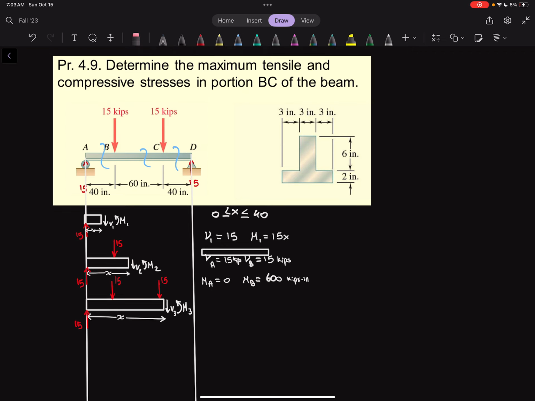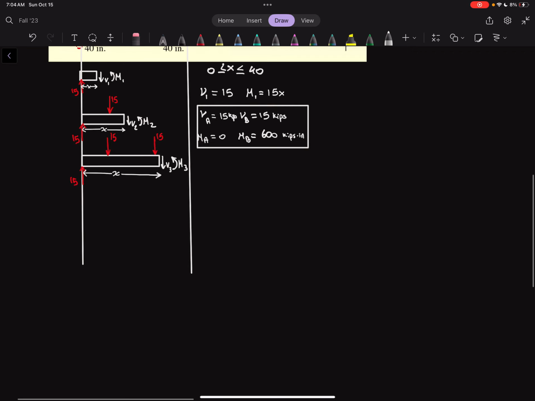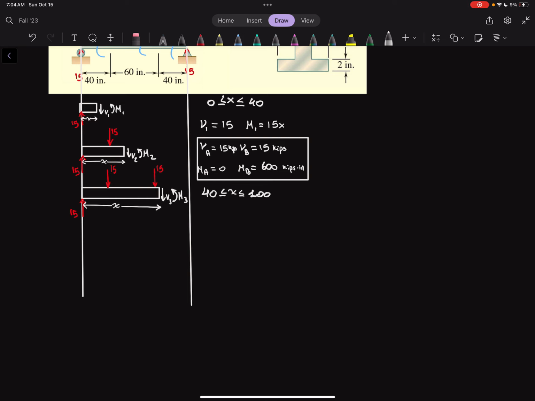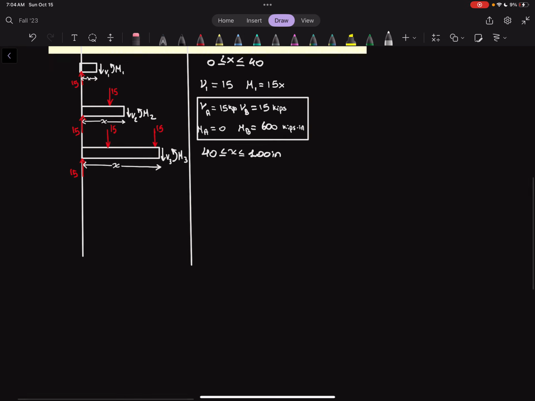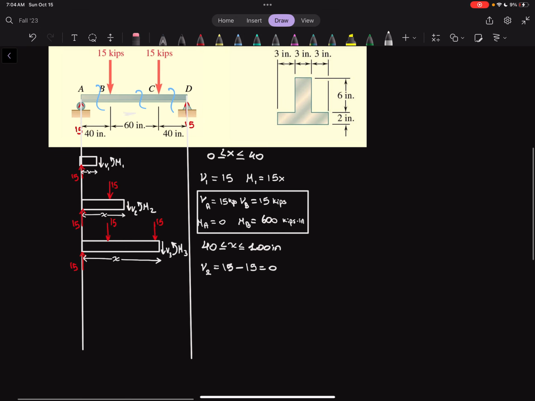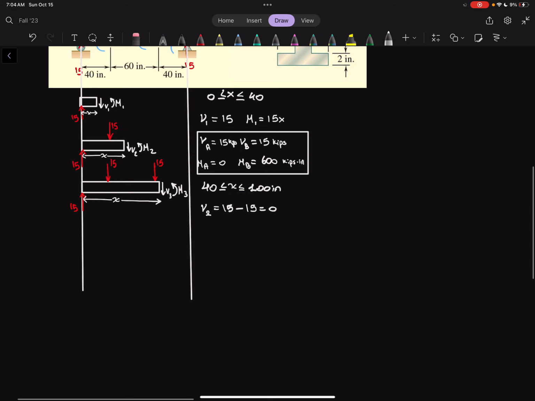But now we want to do something else. Now we want to look at the second case, the second cut. So the second cut is going to be from 40 all the way to 40 plus 60, which is 100 inches. So what is going to be my V2? Well, I'm still going to have my 15, but then I'm also going to have a minus 15. And so that's 0. And we were expecting that because we're talking about pure bending in the middle here, right? But this confirms it.